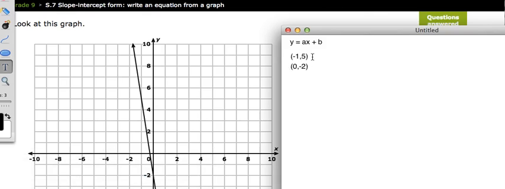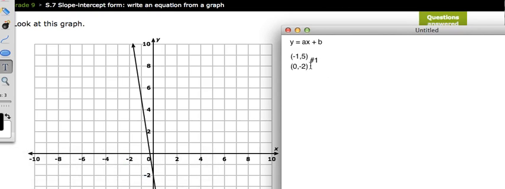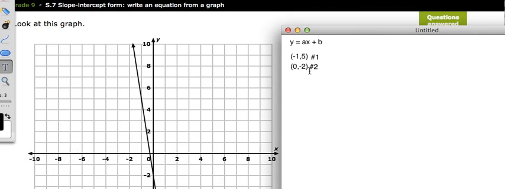And once I have my 2 points, I decide that I'm going to designate one of them as point number 1. Let's see, will I make it this one or this one? Doesn't matter, I just got to choose one. So let me choose, this is going to be point number 1. And then this one here, I'm going to call it point number 2. Okay? The reason why it doesn't matter which one I designate is I'll get the same answer both ways.